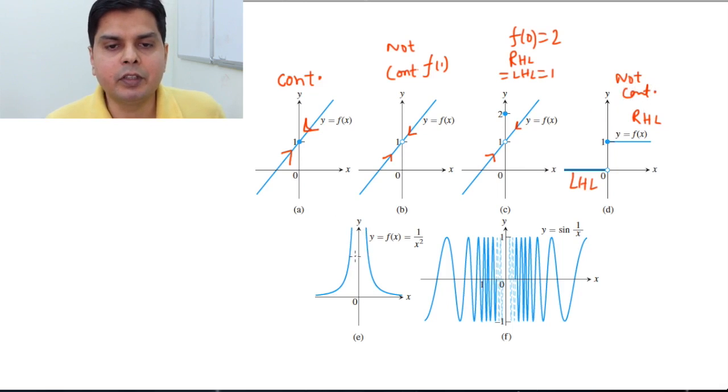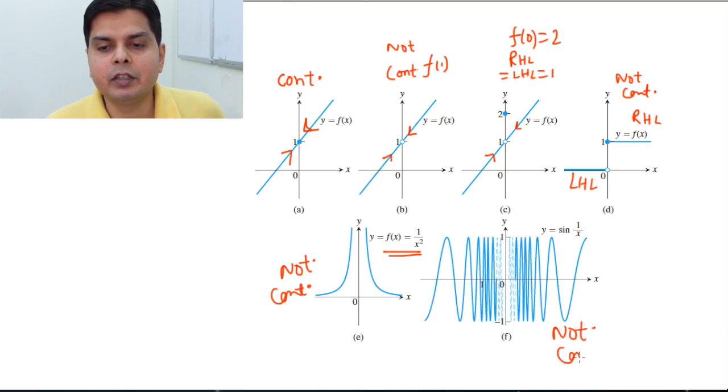You see this function, here also the left hand limit is going to infinity, the right hand limit is also going to infinity, but the function is not defined, because at x is equal to 0, 1 by x square is not defined. So this is also not continuous. You see this function. In this case we had seen in the previous lecture that the limit does not exist, because this function sine 1 by x is oscillating very vigorously. So this function is also not continuous.